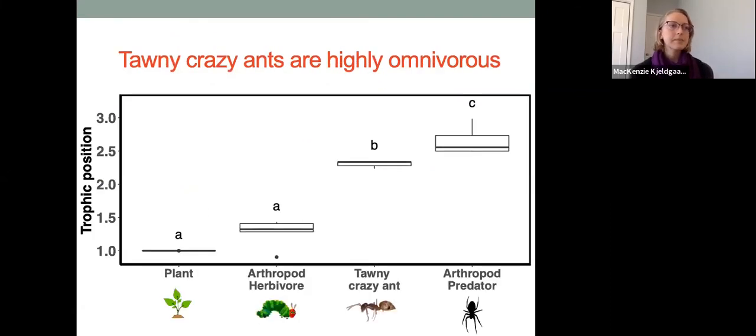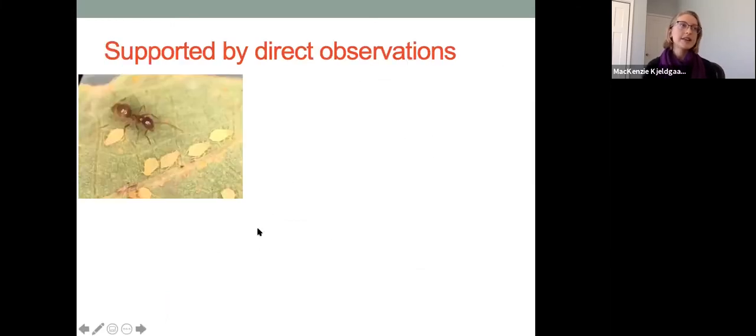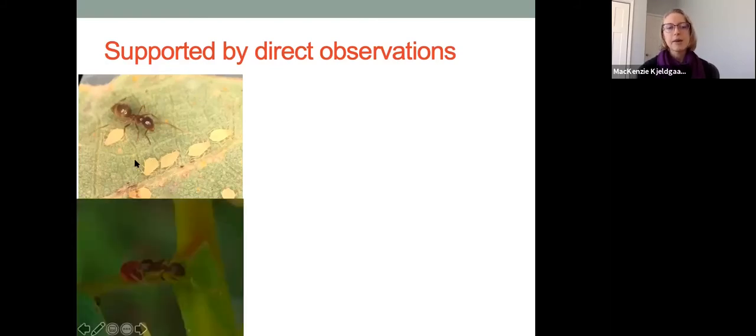When I statistically compared Tawny Crazy Ant trophic position with other known trophic groups, we see that Tawny Crazy Ants are omnivorous. So they have a significantly lower trophic position compared to arthropod predators and significantly higher compared to arthropod herbivores. And this is supported by my direct observations. I commonly saw Tawny Crazy Ants tending a variety of different aphid species. I also saw them on different extrafloral nectaries. So you can see an ant here on partridge pea.